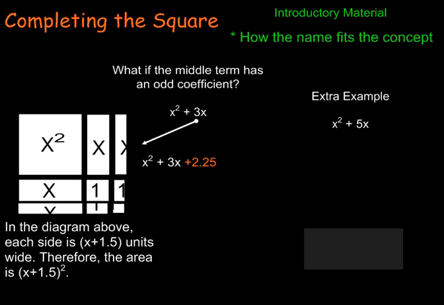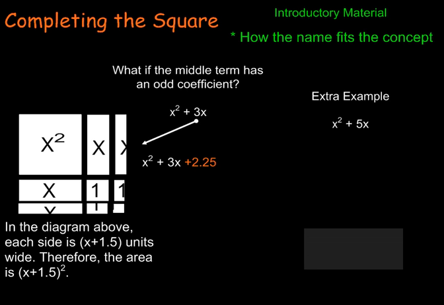What happens if that middle term has an odd coefficient? So x squared plus 3x. Well, as you might imagine, since we need to keep things even across the top and along the side, we need to split some of these items in halves. So what I did on the first one on the left-hand side was I cut one of the x's in half, so we have a half of an x. And I also cut one of the ones in half, so we have a half. And then in the very bottom right corner, we have a quarter, half of a half.